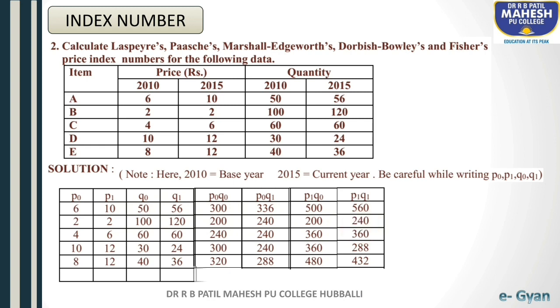After finding this, we want the totals. Summation P0 Q0 total is 1360. Summation P0 Q1 total is 1344. Summation P1 Q0 total is 1900. And summation P1 Q1 total is 1880. Now you find out one by one.